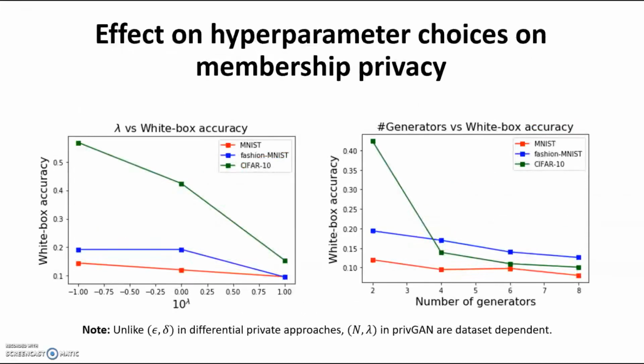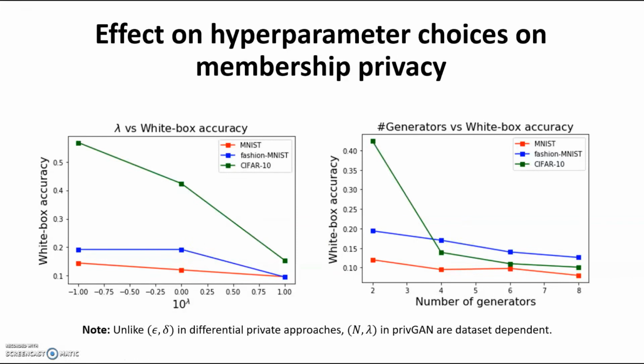So how do the hyperparameter choices in privGAN affect membership privacy? privGAN has two hyperparameters: n, the number of generator and discriminator pairs, and lambda, which is how much we weigh the privacy discriminator module in the loss function. We show here that as you increase lambda, the white box accuracy decreases on all data sets, and similarly, as you increase the number of generators, you see the same effect.